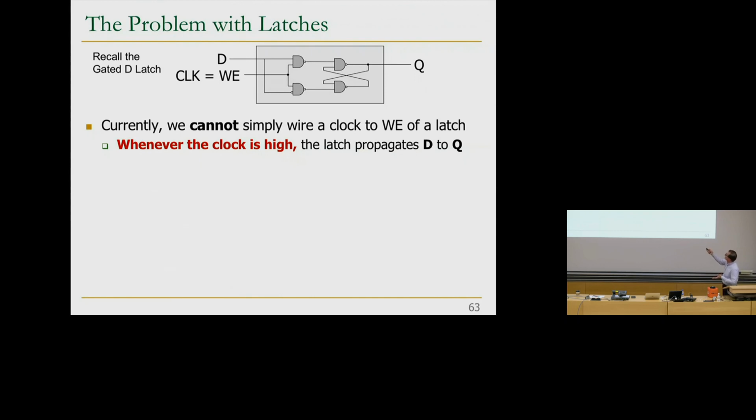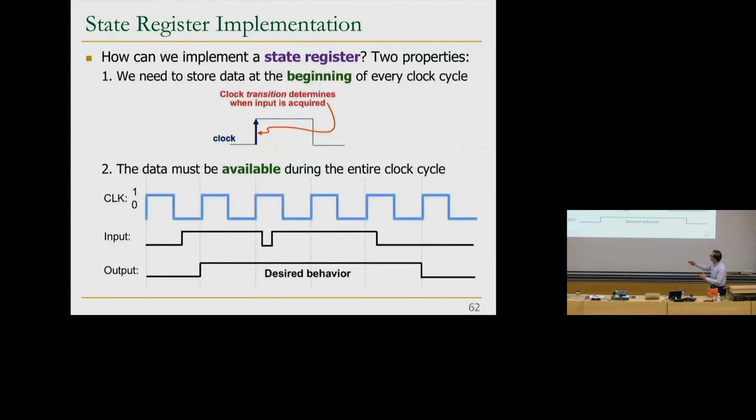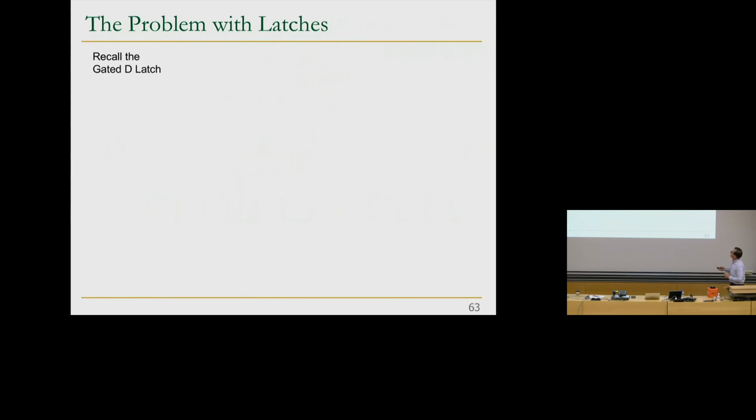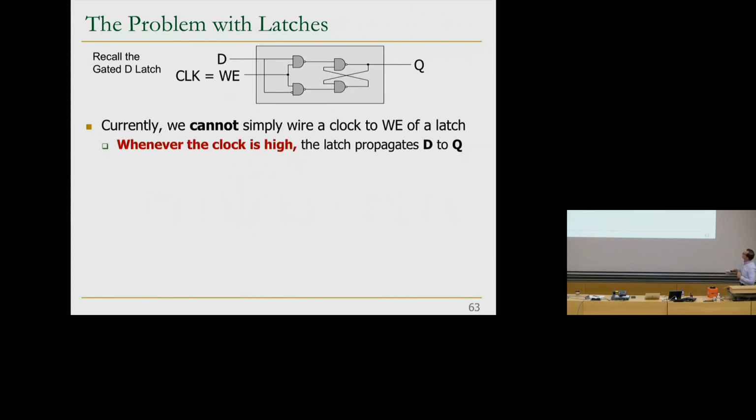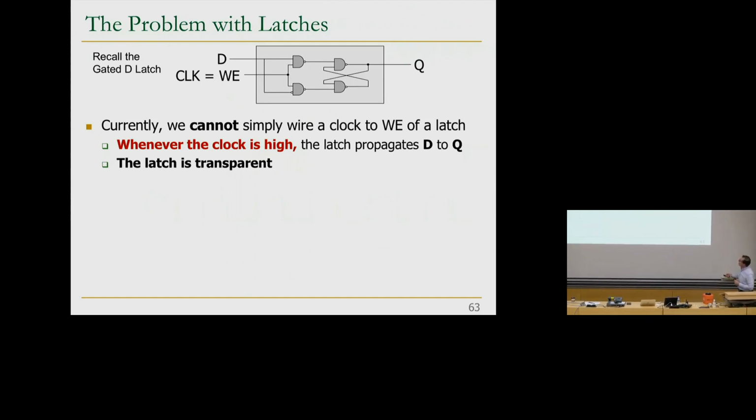Whenever the clock is 1, the D value propagates to Q, which means that you don't capture the value at the beginning of the clock cycle. You capture the value during the first half of the clock cycle. Basically, you're capturing the value anytime over here, okay? So whenever the clock is high, the latch propagates D to Q, and we call this the latch being transparent. So the latch is transparent in the sense that you input some value and it transparently goes into Q. We don't want that. We want the value to stay.